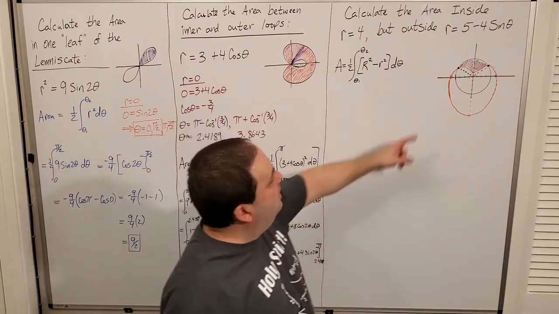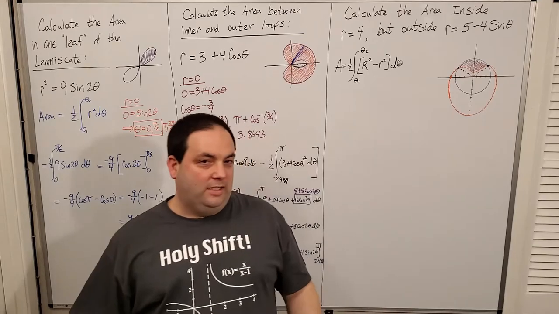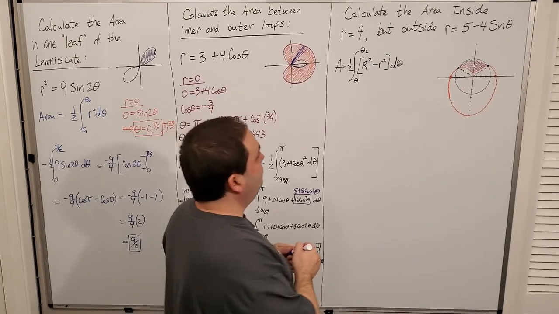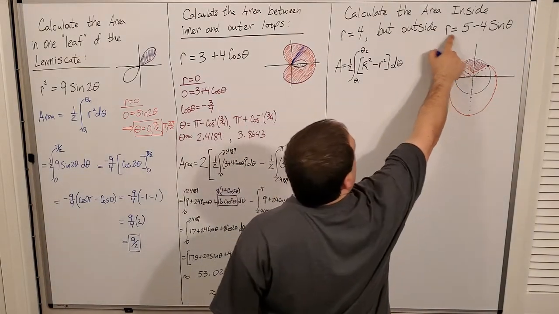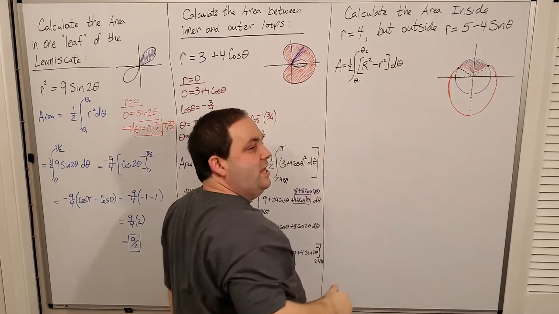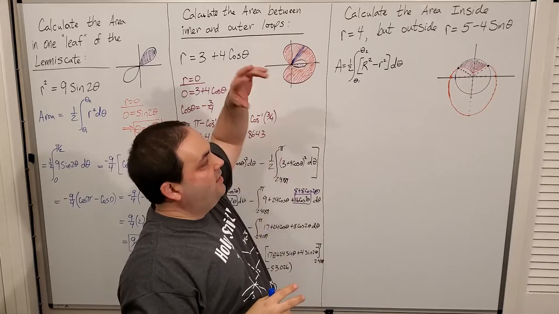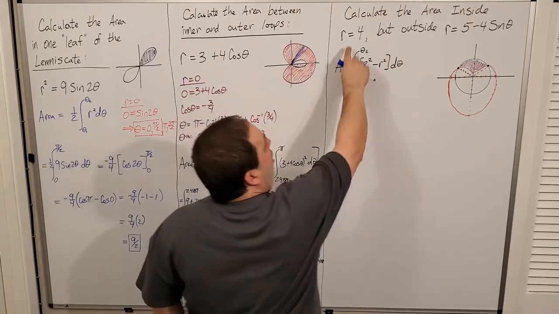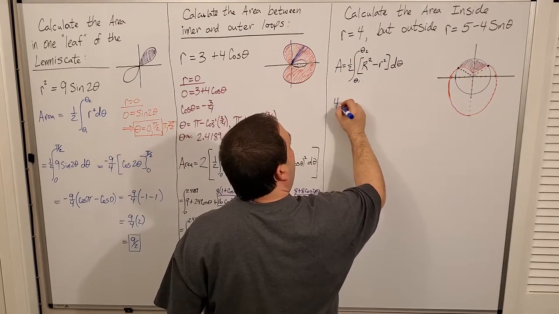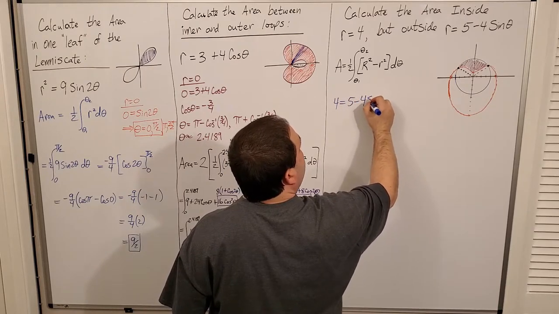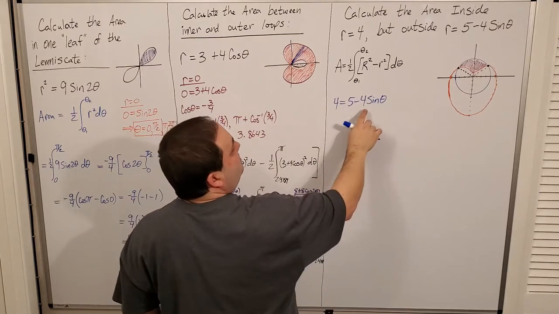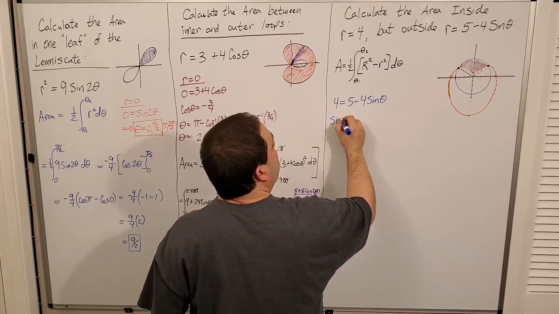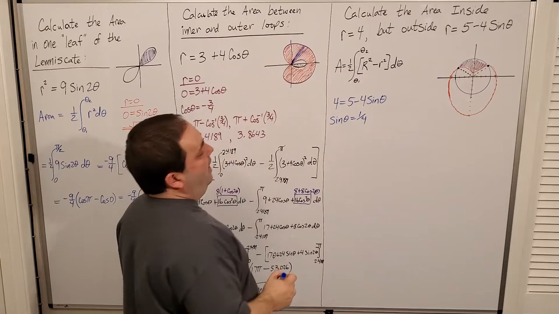Okay, so first things first, I need to find the locations where they're intersecting, so that I know where to start and stop my integration. So let's solve for those. I'm going to set these two equal to each other because I want to know where the r is equal. Now, as we're going to see in a little bit, that doesn't always guarantee intersection locations, but it's definitely a good place to start. Where my r's are equal, I'm getting 4 equals 5 minus 4 sine theta. Okay, so then if I add the 4 sine theta, subtract the 4, and divide by 4, I get that sine theta is equal to 1/4.